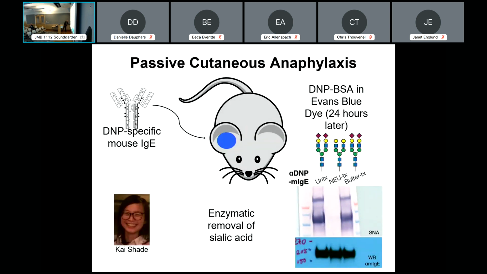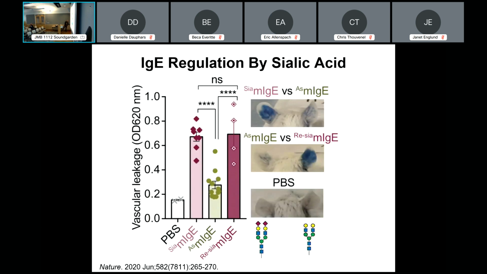And so Kai asked whether or not sialic acid did anything to IgE. She took mouse IgE and removed sialic acid with neuraminidase, and then did the PCA model. These were the results that she got, which were pretty exciting. You can see the sialylated allergic IgE is robust at triggering an anaphylactic response. You can see the image of the ears right here. Removing sialic acid completely attenuated anaphylaxis. That's pictured here and then quantified.